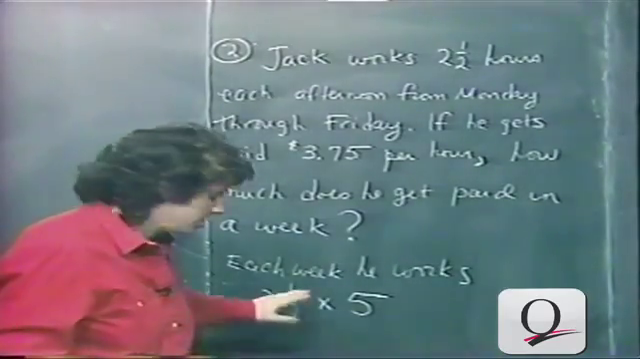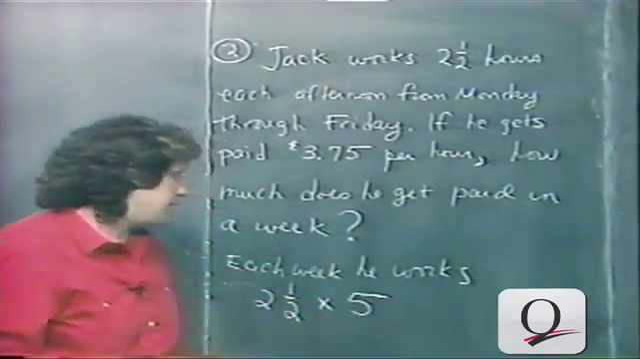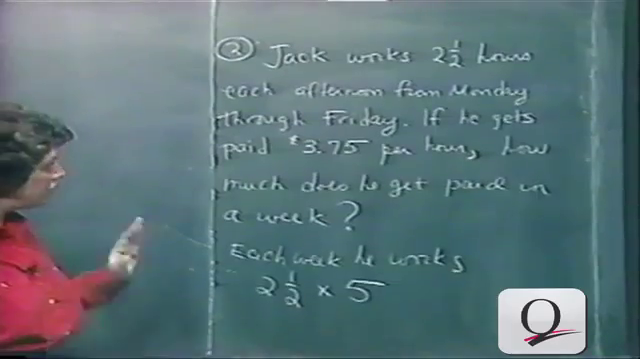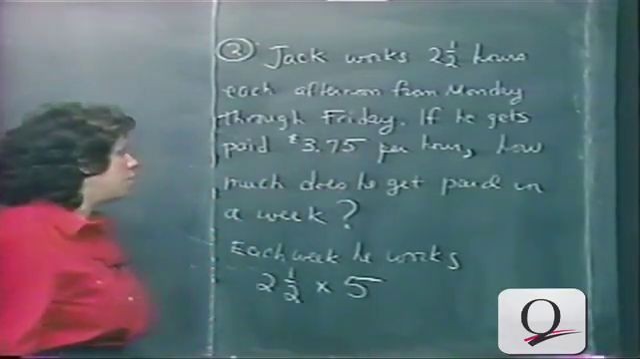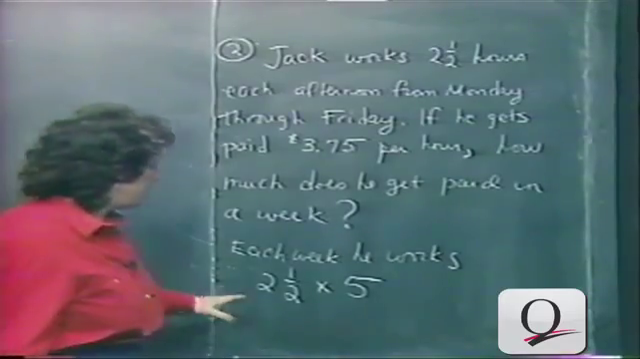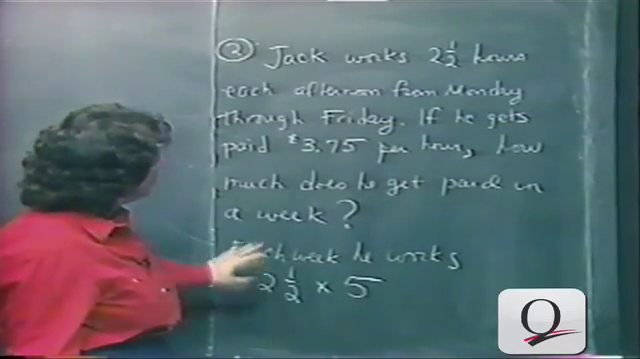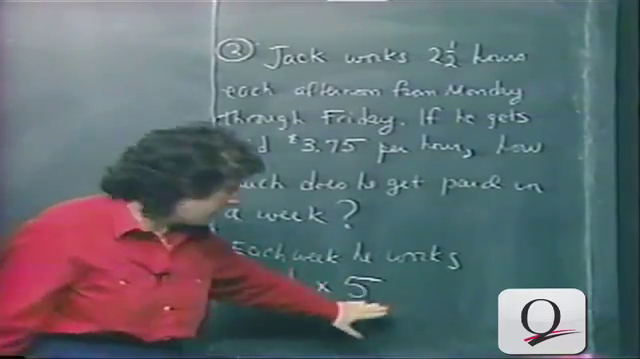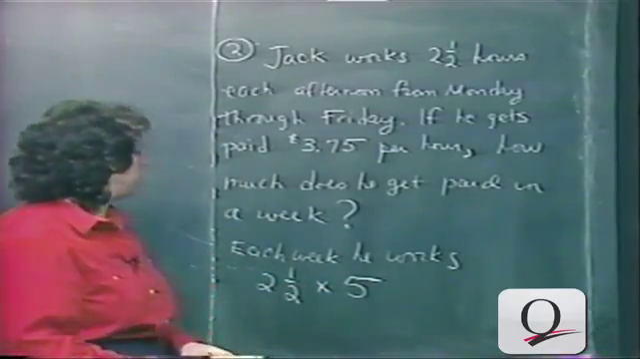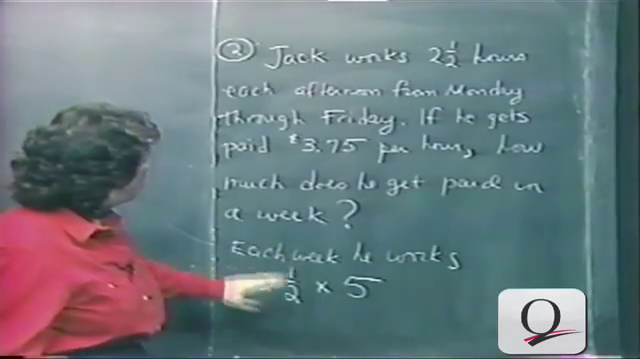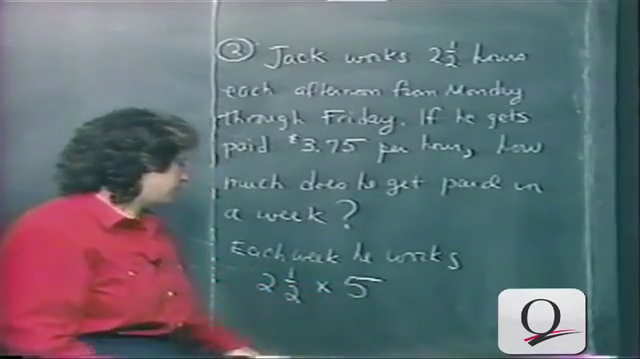2.5 hours per day times 5 days, right? How many hours? First figure out how many hours he's going to work, and then we have the hourly salary. We'll figure out what he gets per week. But each week he will work 2.5 hours per afternoon times the 5 weekday afternoons. So 2.5 hours per day times 5 days per week.